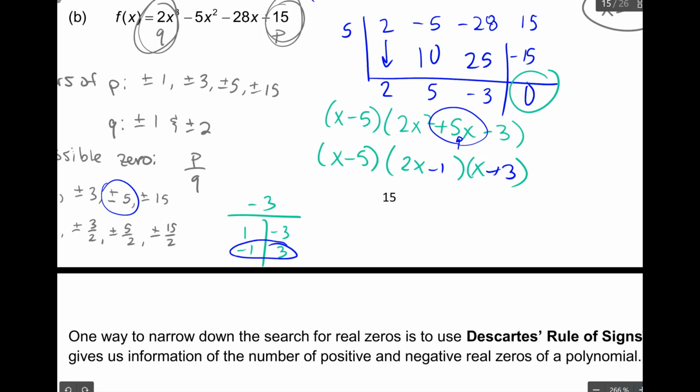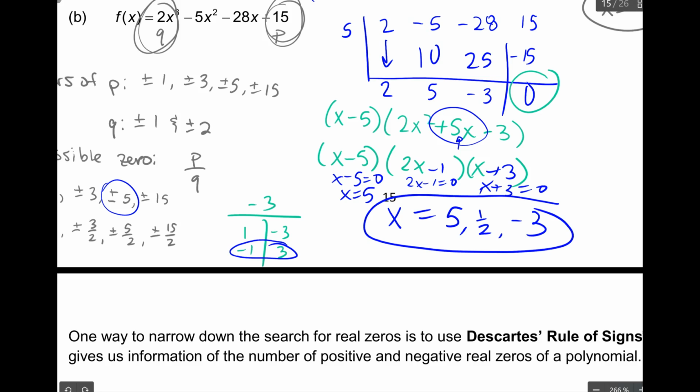Alright, so my zeros are x equals 5. I set x minus 5 equal to 0, I see x equals 5. Set 2x minus 1 equal to 0, I see x is equal to a half. And set x plus 3 equal to 0, I see x is equal to negative 3. So those are my 3 zeros.